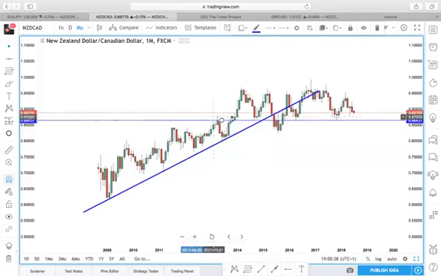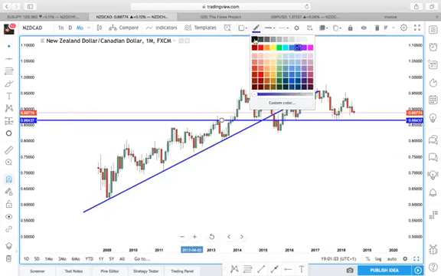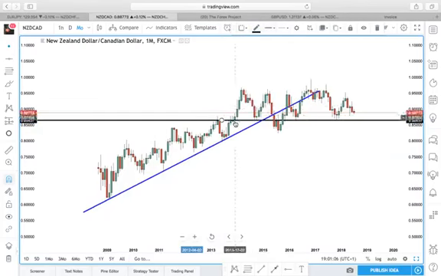Like right there is a good horizontal line. Let's just make it a different color. So here, broke there, back to it, here. So this is a very strong support line that it's respecting right now. So we can make one on the top too. And you see I can't get the top of that wick.